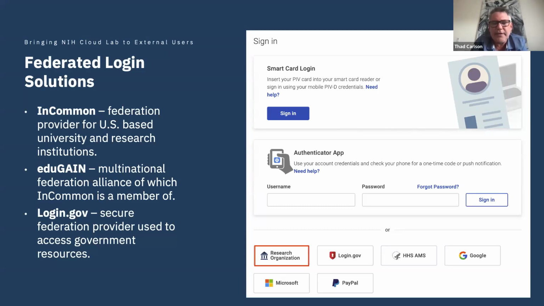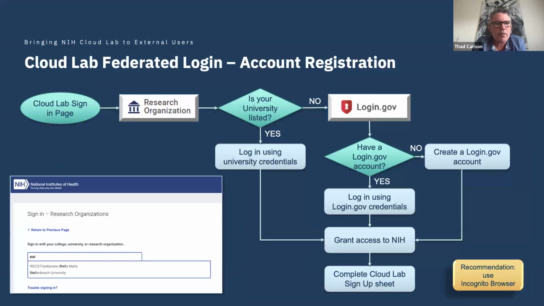We'll see the mechanism here. When you come and try to sign up for Cloud Lab, you get to this page and you just click on the research organization box, and that takes you into the process of getting federated into our systems and getting a Cloud Lab account provisioned to you. So we can go to the next slide. Initially, to sign up, you either need to use InCommon, or EduGain if you're an international user, or login.gov. So we have a logic pattern here.